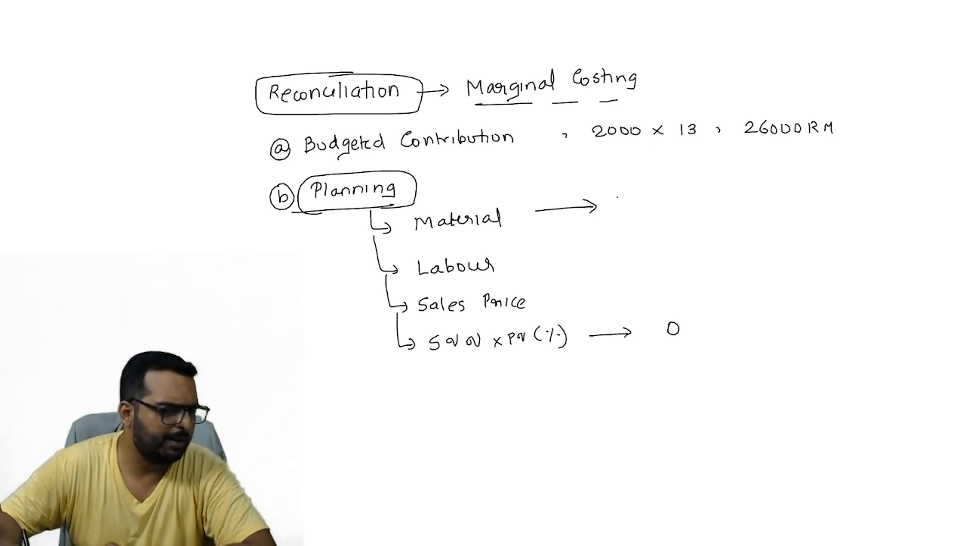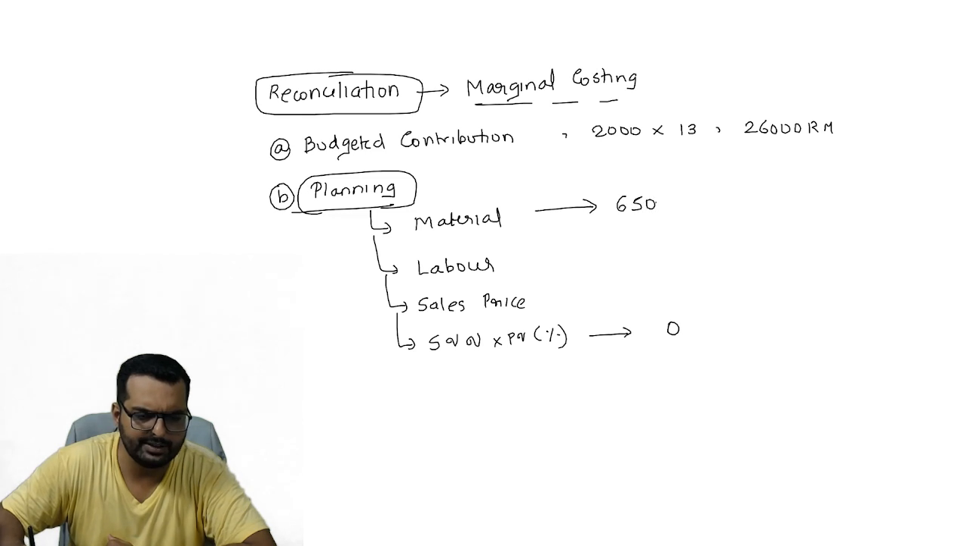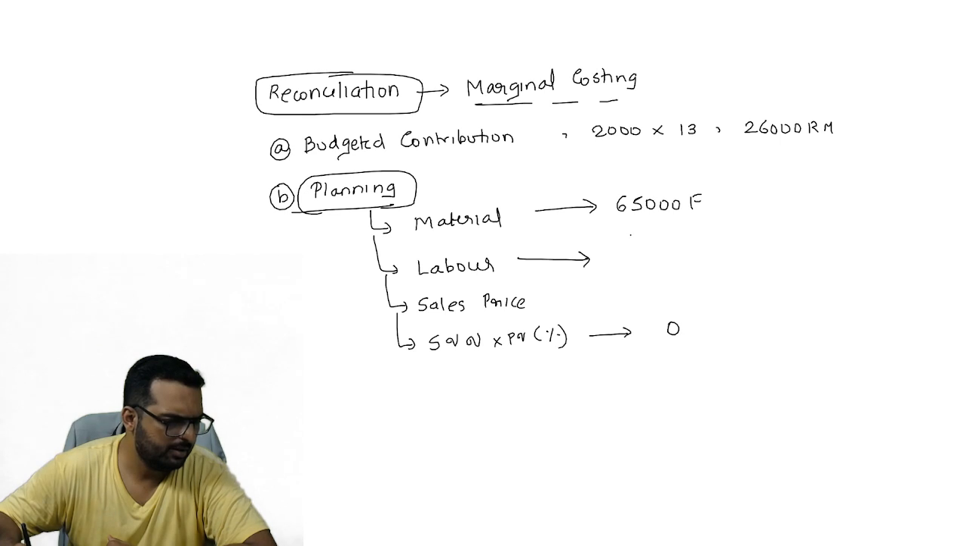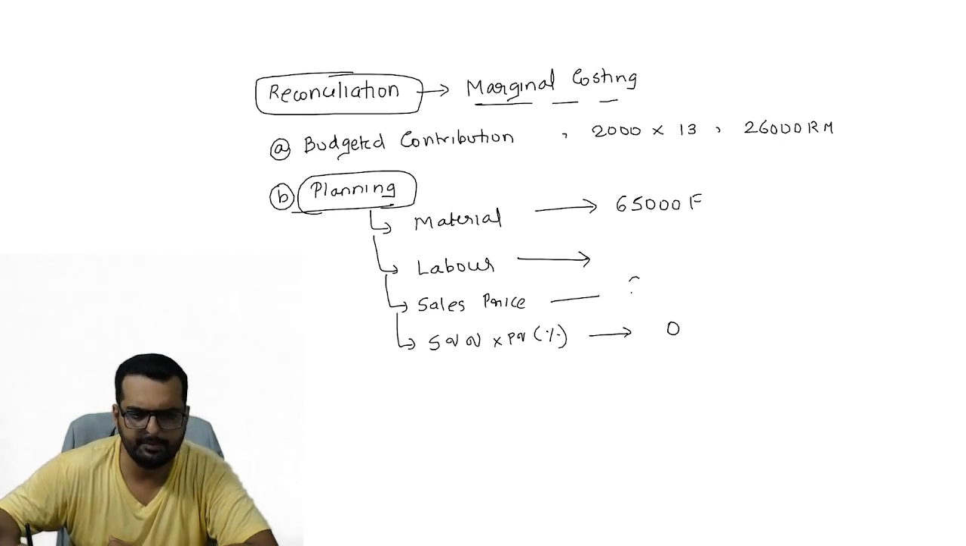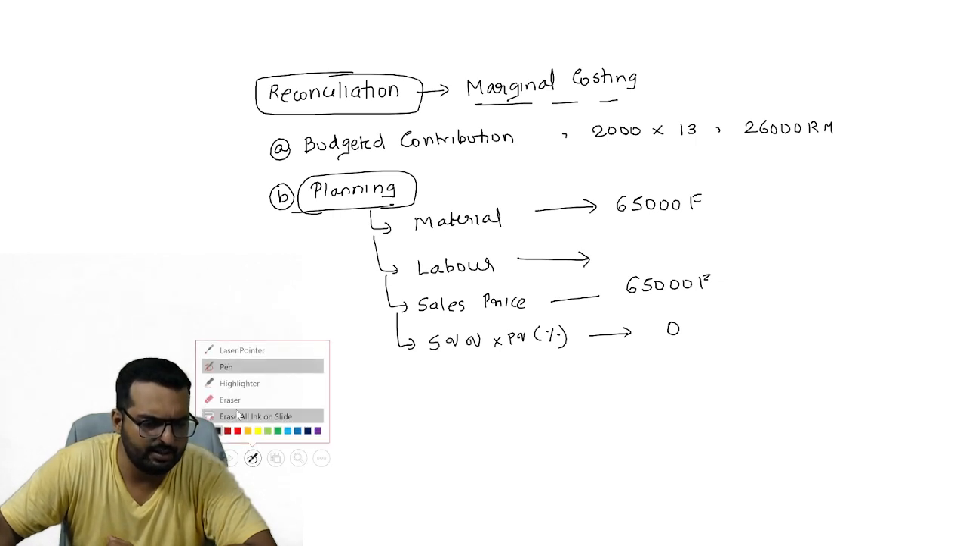How much was the material price variance or material cost variance in total? Was it turning out to be 65,000 adverse or favorable? You have to mention that. It was 65,000 favorable, is it? What about labor? That is sales, is it? Okay. 65,000 favorable. What about in case of material?